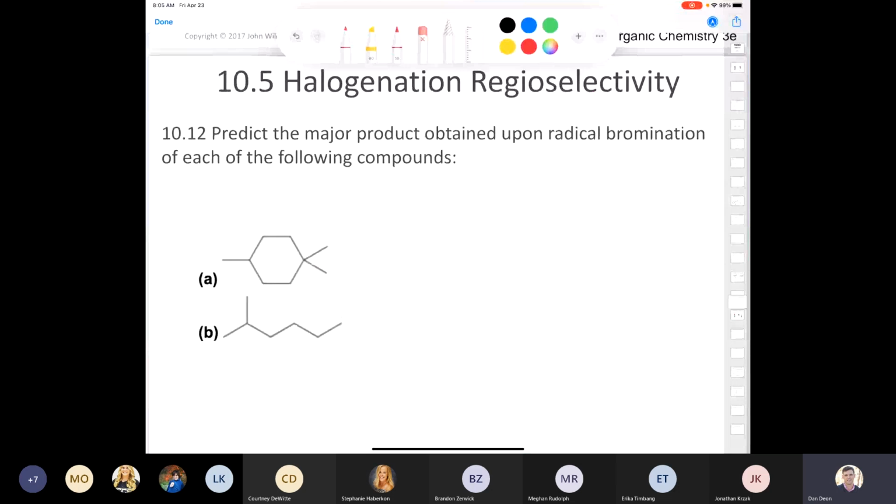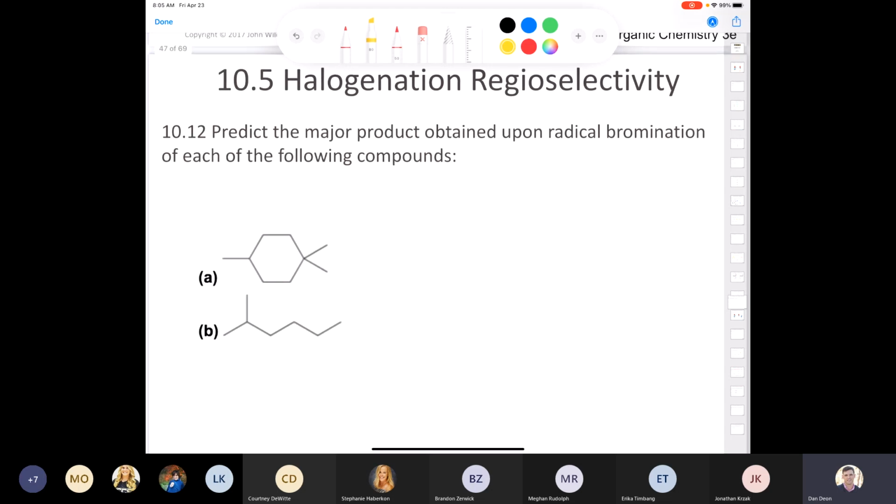So halogenation regioselectivity. Question 10.12. Perfectly reasonable question. It just says predict the major product that's going to be obtained upon radical bromination of the following compound. So if we take this first compound and we treat it with bromine and light, you see that there's a few different types of protons in here, right?